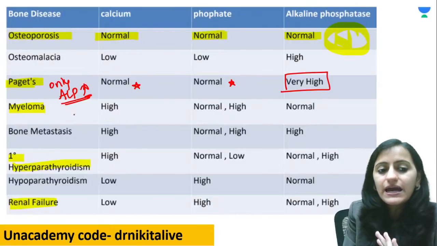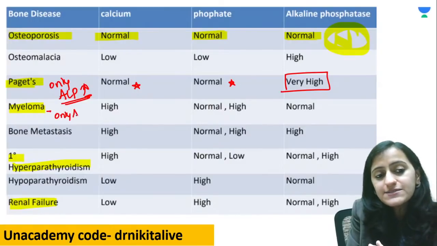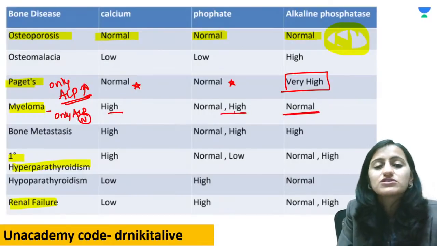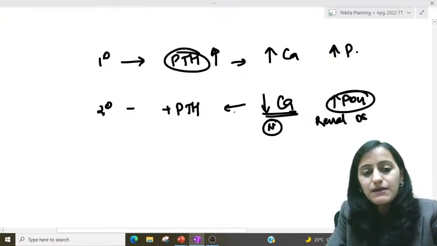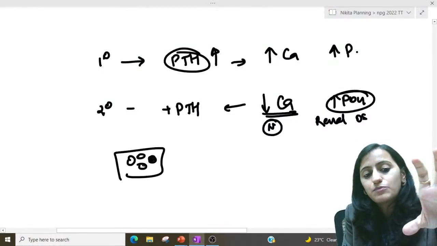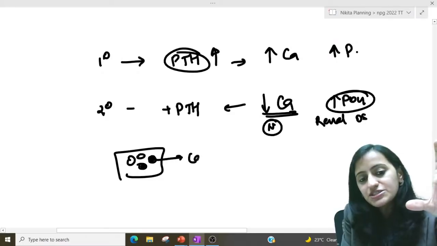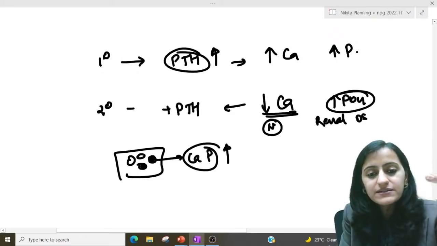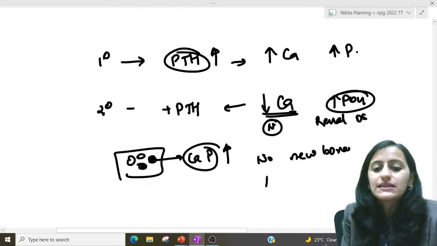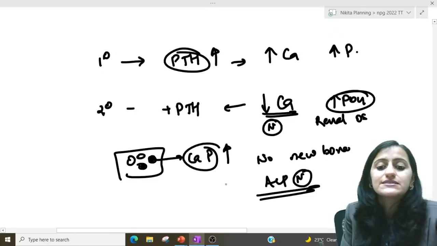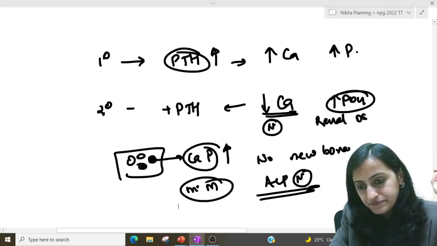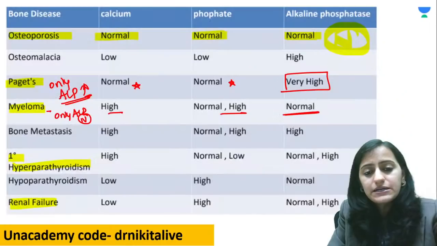Exactly opposite happens in multiple myeloma. It is only alkaline phosphatase which is normal. The rest, calcium and phosphate, are high. Because what happens in multiple myeloma? There are lytic lesions in the bone. Calcium and phosphorus come out into the blood, so calcium and phosphorus are high. There is no new bone formation. That is why alkaline phosphatase is normal. Remember, in multiple myeloma, very, very important.